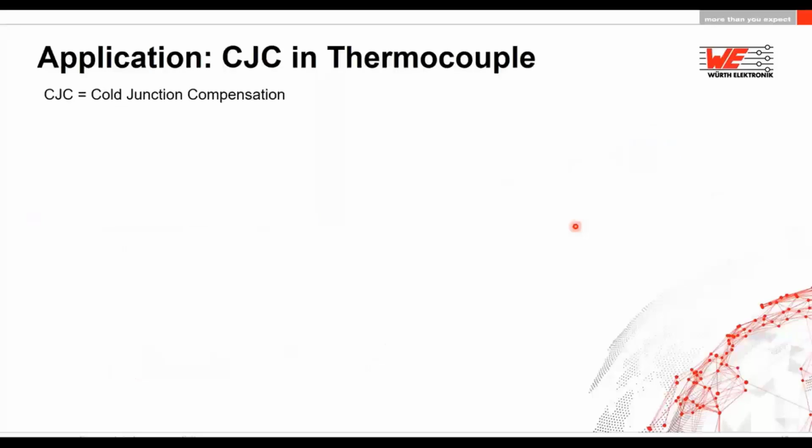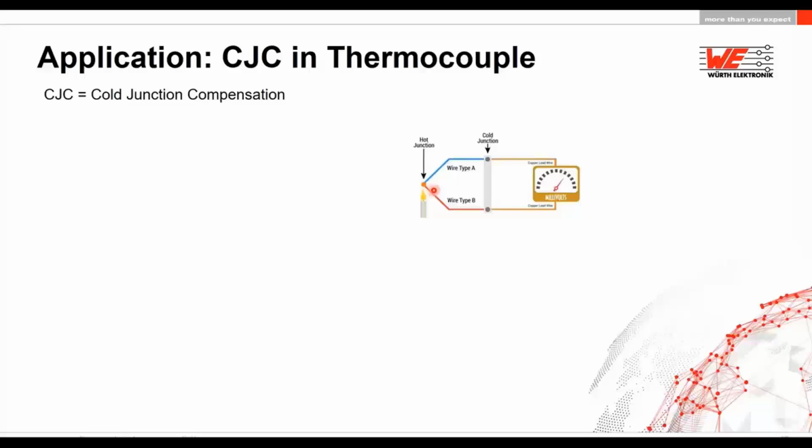Let's move forward to some of the applications in industry where the temperature sensors can be used. The very first is the cold junction compensation in the thermocouple. As mentioned previously, the thermocouple uses two different metals connected together, and the cold junction is the reference temperature with respect to which the target temperature is measured.